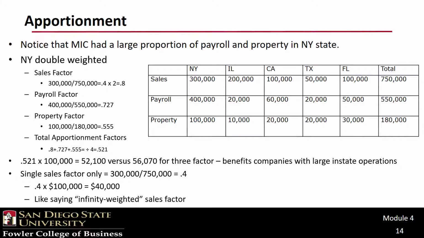This has been taken literally to the nth degree, with certain states going completely to a single sales factor apportionment formula. If MIC had applied a single sales factor, New York income for MIC would have been only $40,000.